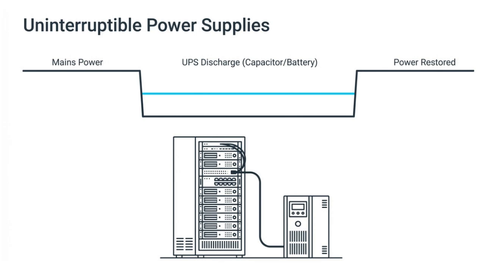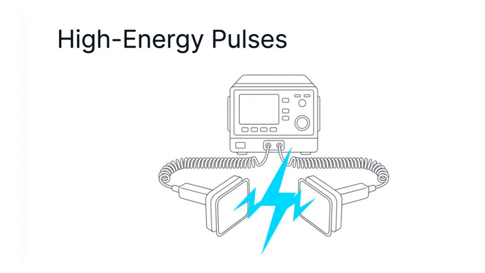A defibrillator uses a high-voltage capacitor to store electrical energy, typically 100 to 360 joules, and release it rapidly, within milliseconds, through the patient's heart to correct arrhythmias.